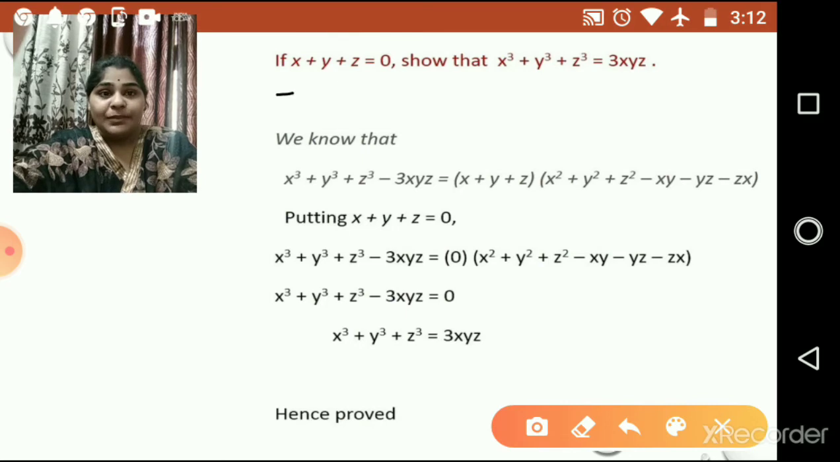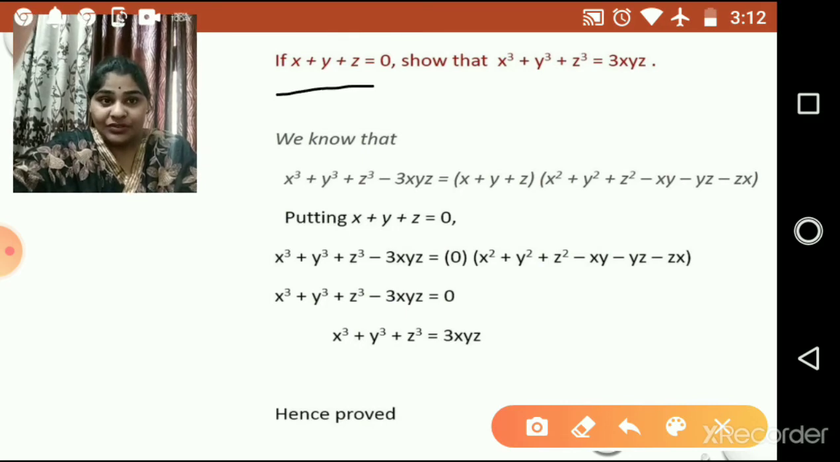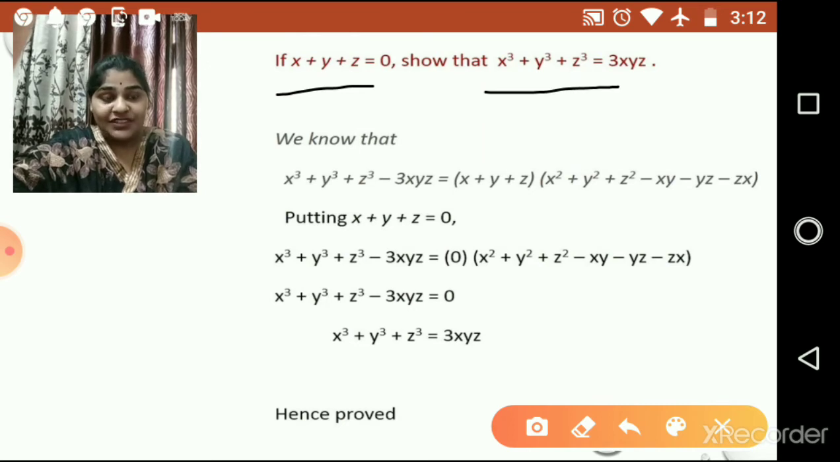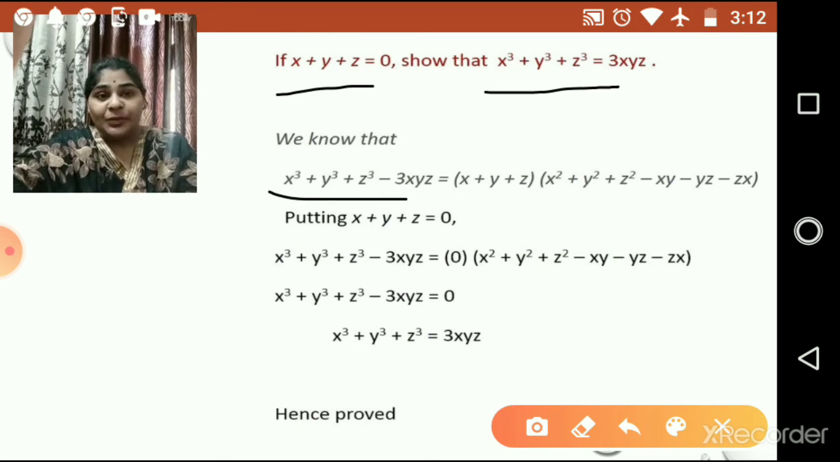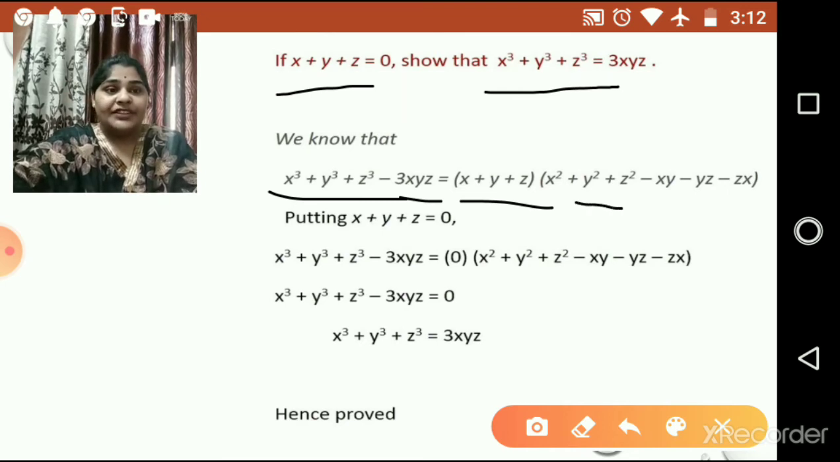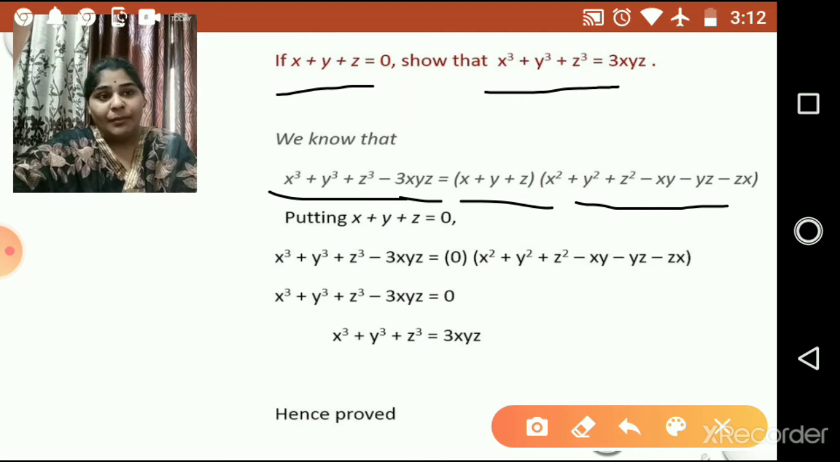If x plus y plus z is equal to 0, show that x cube plus y cube plus z cube is equal to 3xyz. Now we know x cube plus y cube plus z cube minus 3xyz is equal to x plus y plus z multiplied by x square plus y square plus z square minus xy minus yz minus zx. This is our identity, right?